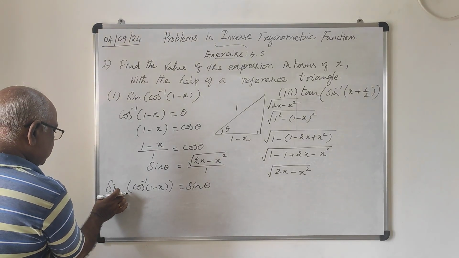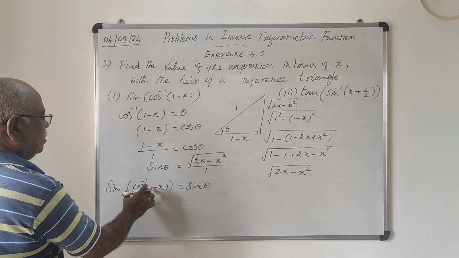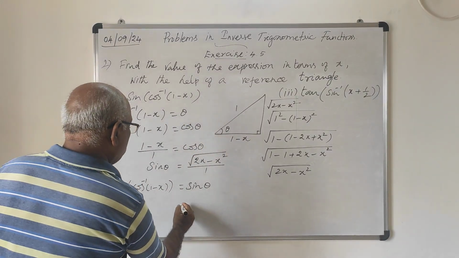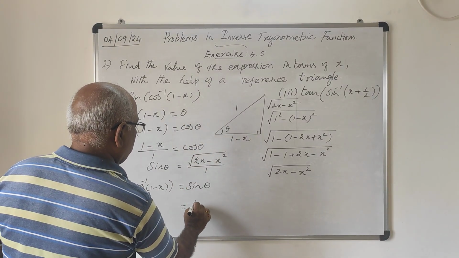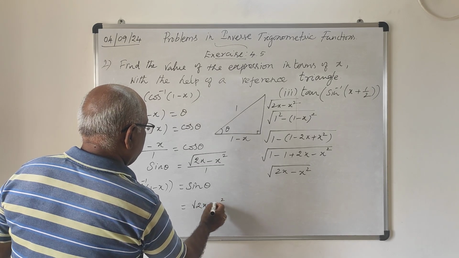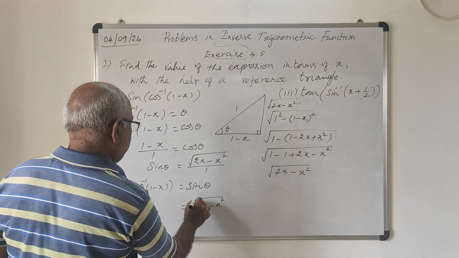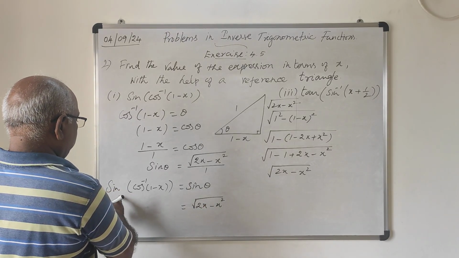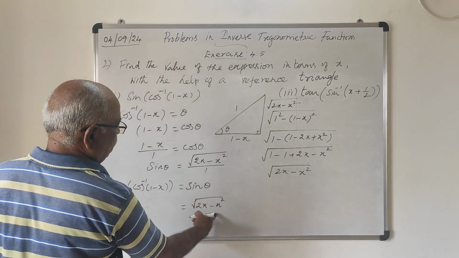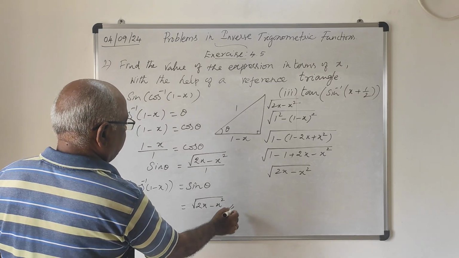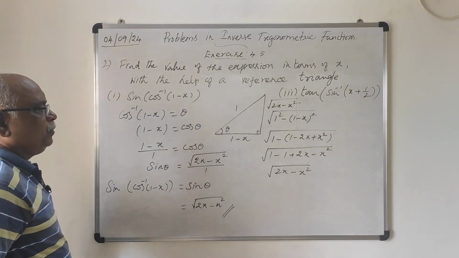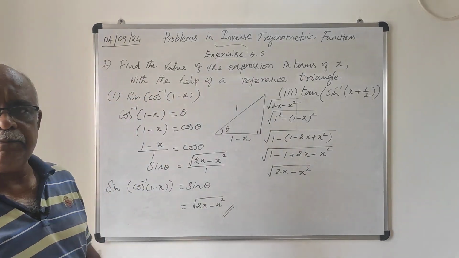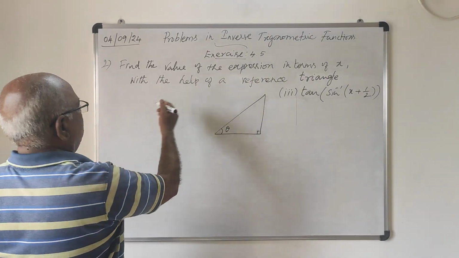So this expression becomes sin theta. The entire expression cos inverse of 1 minus x is theta. Therefore, you will get sin theta. You know sin theta. What is sin theta? Root of 2x minus x square by 1. You need not write by 1 again. Root of 2x minus x square only. So sin of cos inverse of 1 minus x is root of 2x minus x square. This is the answer for this problem by considering the right angle triangle. Okay? Now consider the third problem.